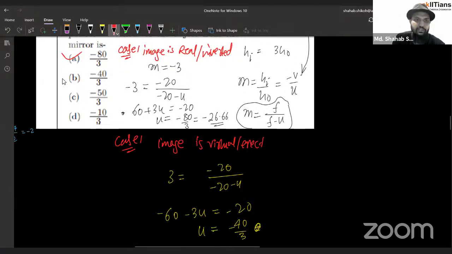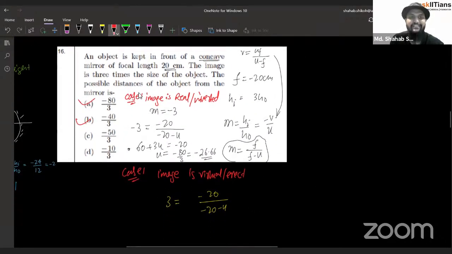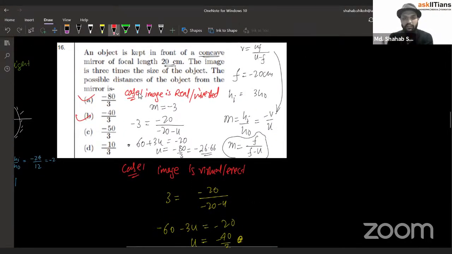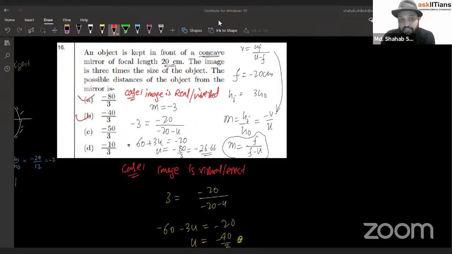So two options are possible here. Two possibilities are there, because it just says that the image is 3 times. It is not saying whether image is real or virtual. So we need to consider both cases. I hope you guys understand it. Yes? But in the exam, they did not give us the option to choose two options. They must give it. Otherwise, they are making a big mistake. And this is not justified, whosoever designed this question.